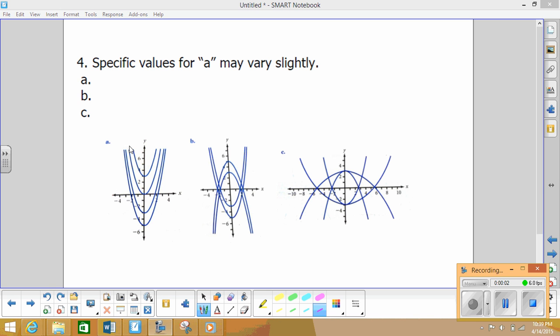Hola, my friends. Here we are with problem number 4 on the investigation about quadratic functions. You were asked to find the equations for these 3 different graphs.